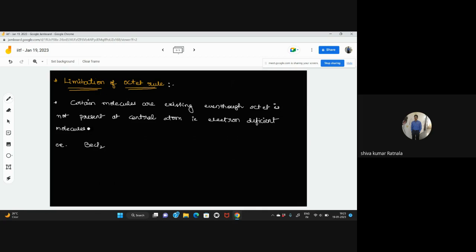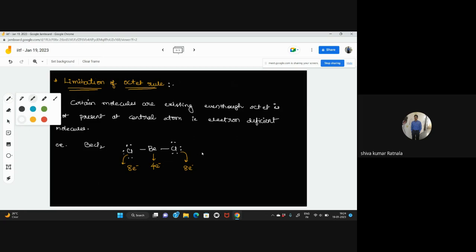BeCl2. As per the Lewis dot structure, we can write BeCl2 like this only. Now see, in chlorine how many electrons are there? This chlorine is having 8 electrons, right? Whereas this chlorine also has 8 electrons. Whereas coming to beryllium, how many electrons are there? 4 electrons only, no? 4, sir.